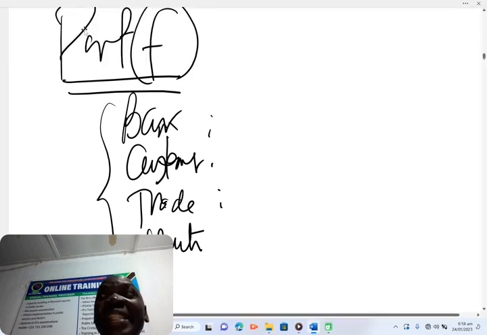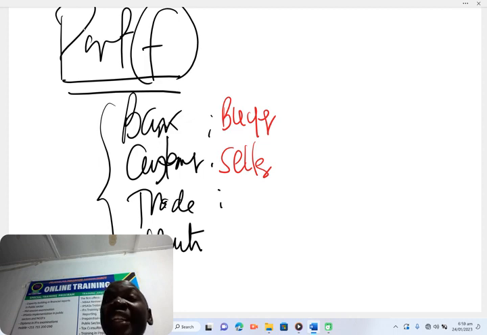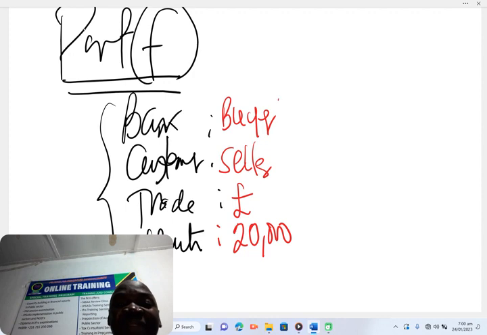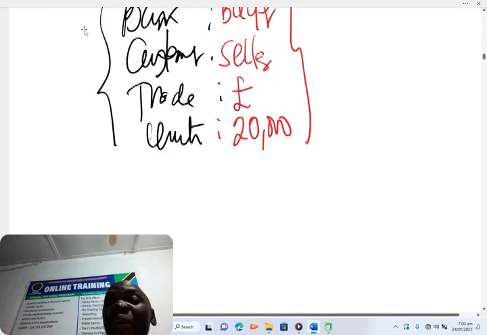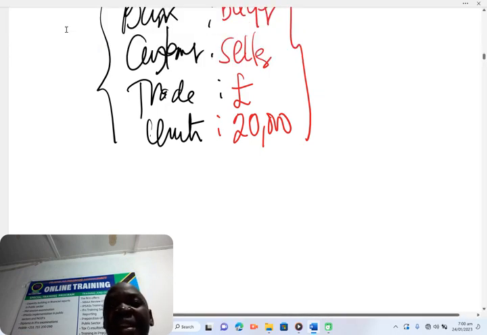Compute the amount received by a customer upon selling. So a customer is a seller and a bank is a buyer. Which currency is being traded? Pound. Number of units? 20,000 pounds. So the first quotation will prevail here because we are trading in pounds. Okay. Now, here we're saying compute the amount to be received.